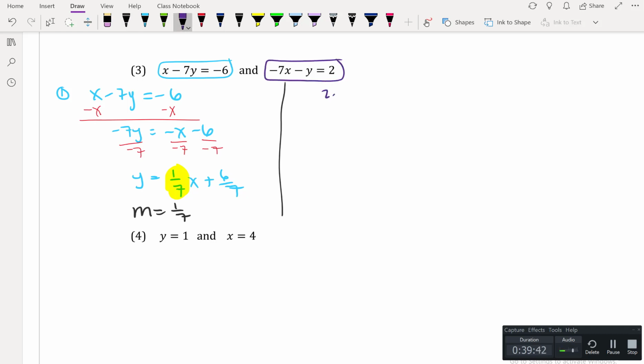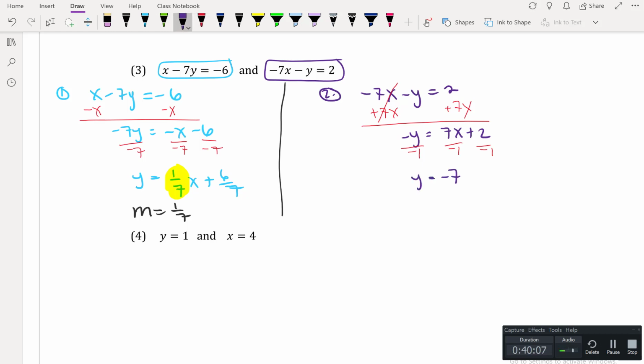If I'm looking at that second equation, I have -7x minus y is equal to 2. So I'm going to go ahead and add 7x to both sides. So I can get -y is equal to 7x plus 2. Then I'm going to divide by -1. So that y is equal to -7x minus 2. Now I'm going to get that my slope is equal to -7.